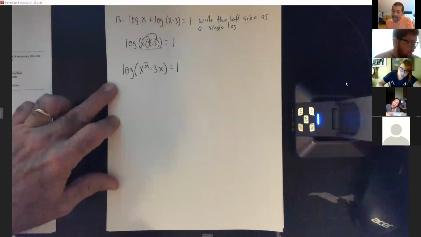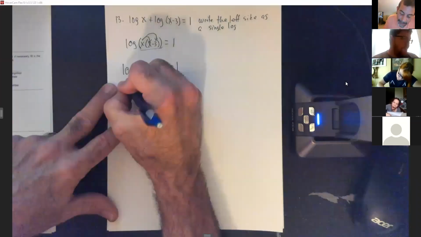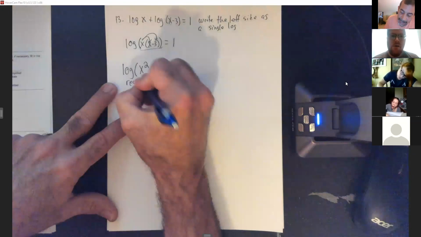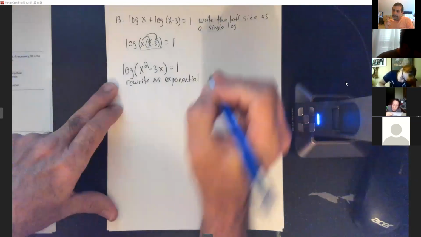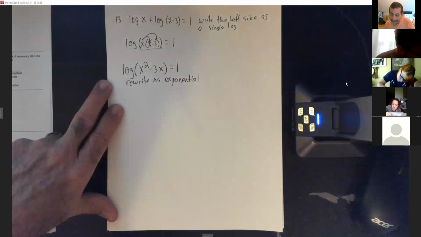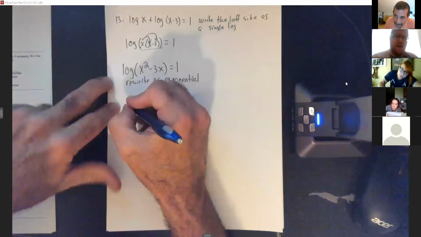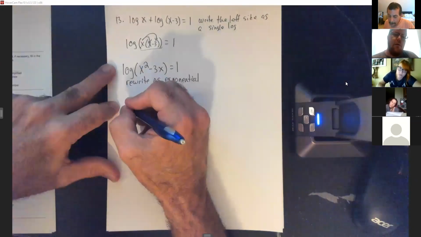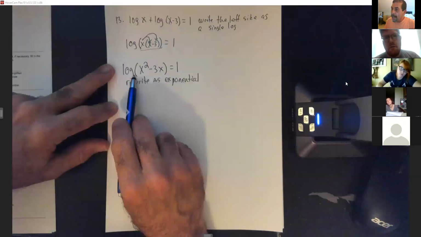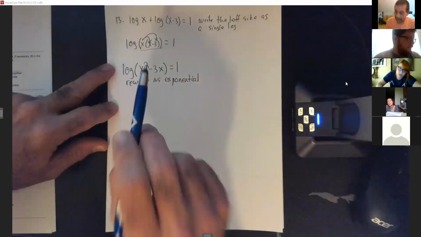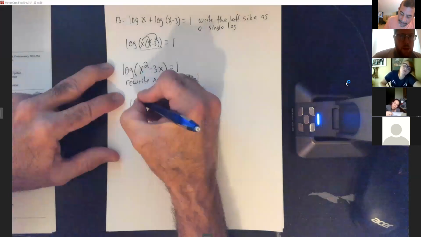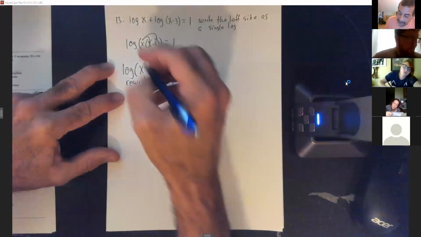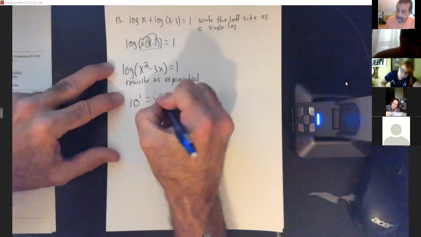So now you can't do anything else to it. So we're now going to rewrite it as exponential. So, what's my base? Remember, my log doesn't really have a base down there, so we're going to say it's 10. So 10 is my base. My exponent is 1. That's going to equal the result of x squared minus 3x.